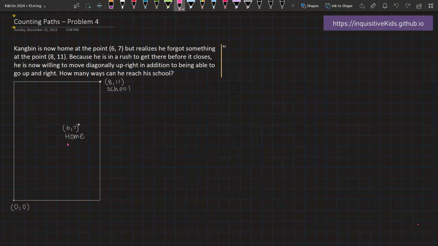As we see, this is just recording him going from his home to the school, so we don't really need all of this area here. The main area we have to focus on is this 2x4 grid. Now let's clarify what it means when it says he is now willing to move diagonally. By diagonally, it means that he's not just going to go up and right anymore. He can travel across a grid just like that.